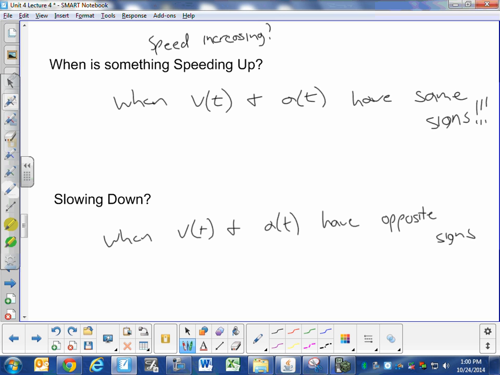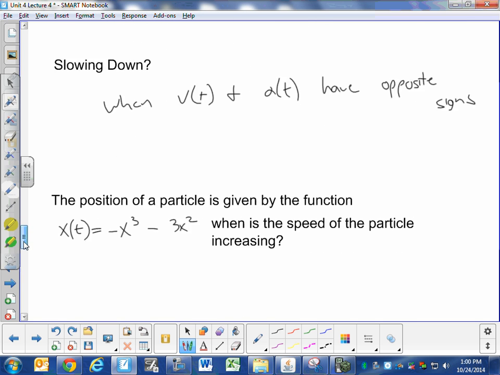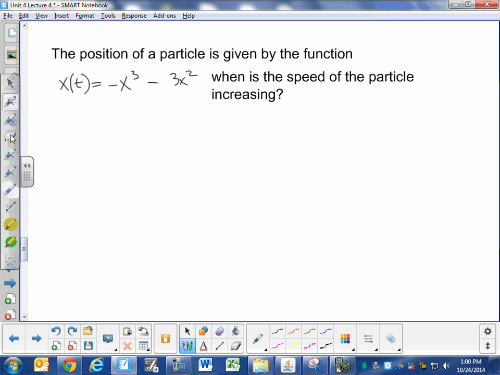If I'm going in the positive direction to the right, but my acceleration's to the left, I'm slowing down. I'm trying to eventually go back to the left. If I'm going to the left, but my acceleration's to the right, I'll be slowing down until my velocity turns positive and I start having velocity and acceleration going the same way.